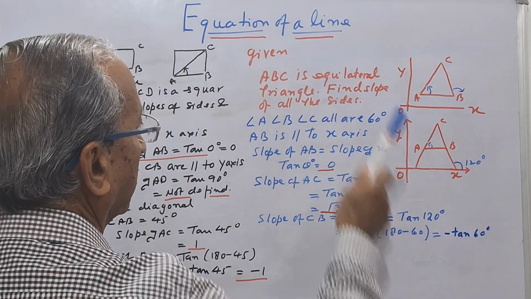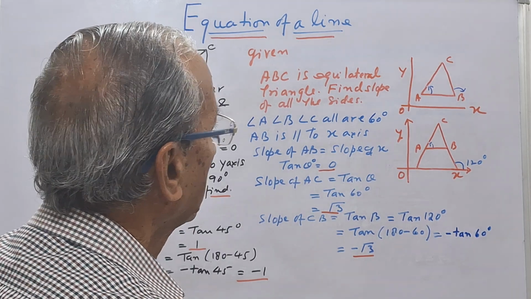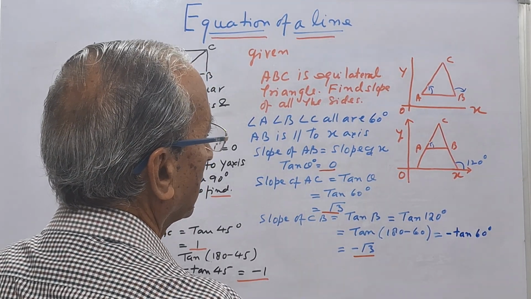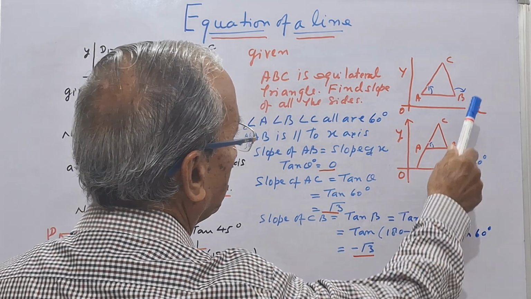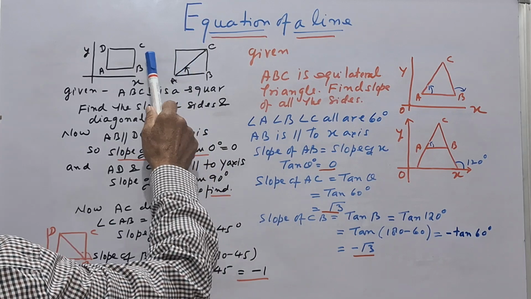In equation of line, today I will explain to you the slopes of the equilateral triangle and a square.